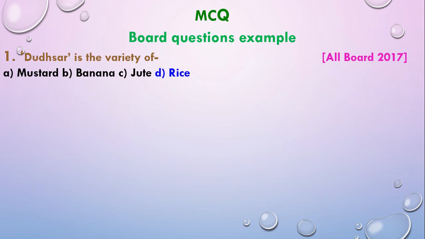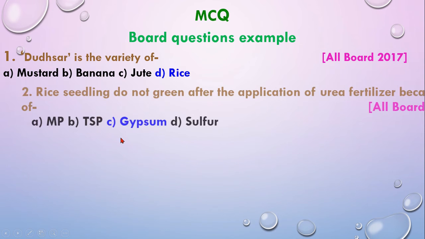Next is MCQ and CQ solution. If you observe some examples of board question MCQ, here you see the question is: Dushar is the variety of mustard, banana, jute, rice. This question is from All Board 2017. The answer will be rice variety. So you have to memorize the varieties of rice.